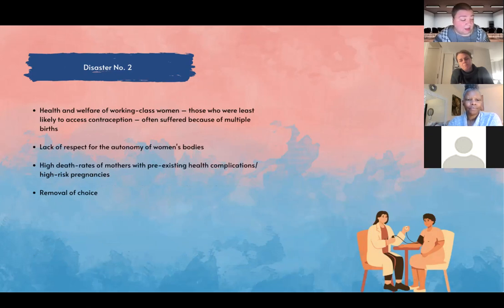Beyond this, the health and welfare of working class women, those who are least likely to have access to contraceptives, often suffered greatly as a result of multiple births. And this isn't even beginning to mention issues such as the lack of respect for the autonomy of women's bodies, the high death rate of mothers with pre-existing health conditions, and high-risk pregnancies or the removal of choice. Once again, we see the interpretation of biblical text having massive real-life repercussions.